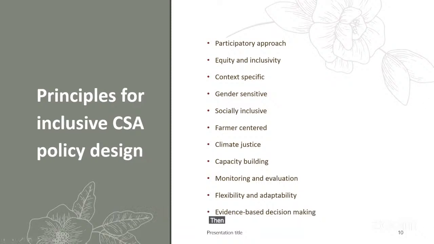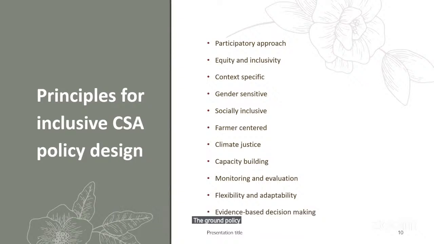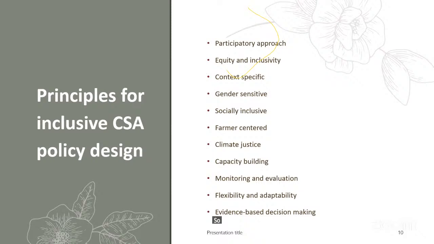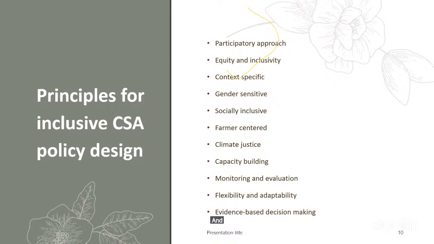Then Alice talked about something like evidence-based decision making. This is important. Ground policy and program design in evidence-based research and analysis, considering local knowledge and scientific expertise, is very, very key. It is a principle that you should take into consideration. So I think if you incorporate these principles, climate smart agriculture policies and programs can be more effective, and they can be sustainable, equitable, and ultimately contribute to climate resilience and food security.